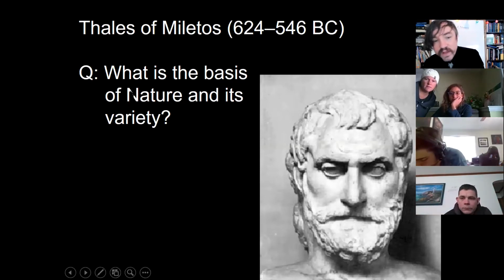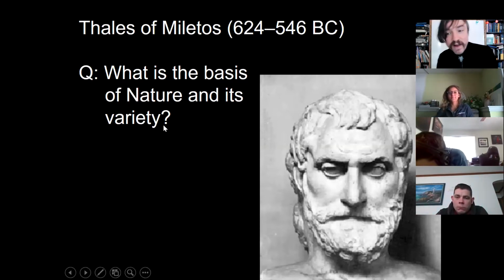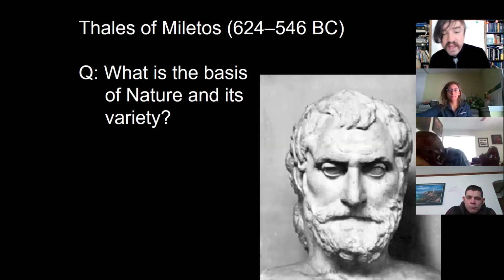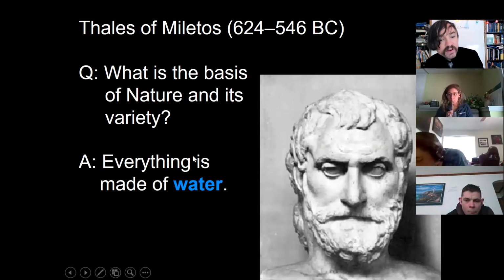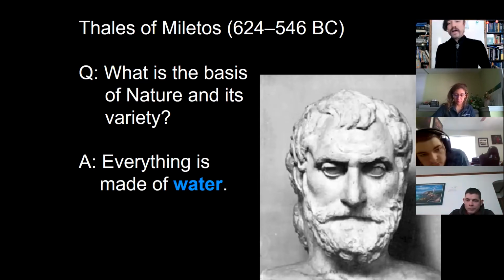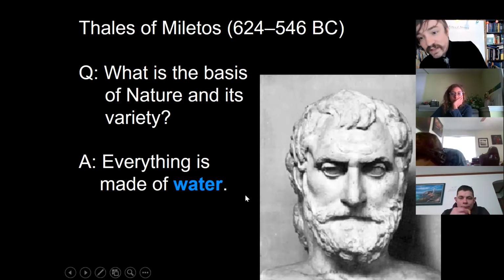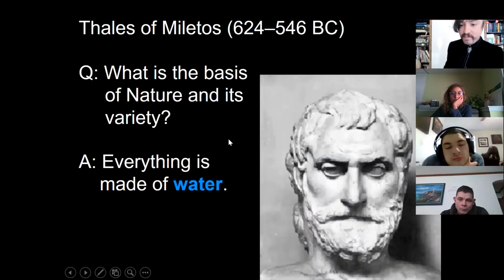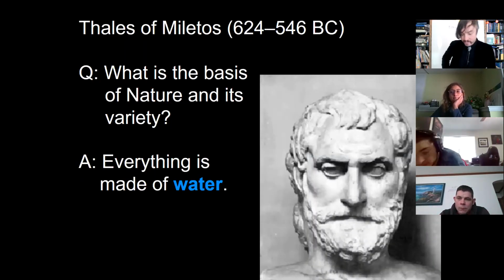And he asked the question, what is the basis of nature and its variety? By which he meant, where do we get all the different things on Earth? Where do we get the rocks and the trees and the squirrels and the spiders? And he decided that the answer was everything on Earth and everything in the cosmos is made out of water, which is a pretty funny thing to say. On the other hand, I guess it turns out that human beings are made of mostly water. And also, he was an Ionian philosopher. He lived on a little island surrounded by water, so maybe it was natural for him to believe that the entire universe was made of water.